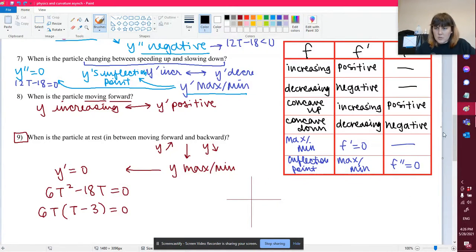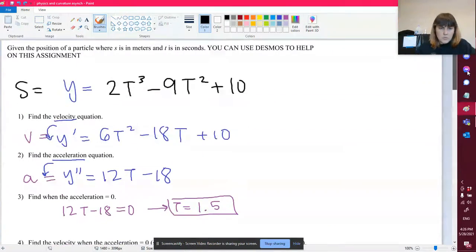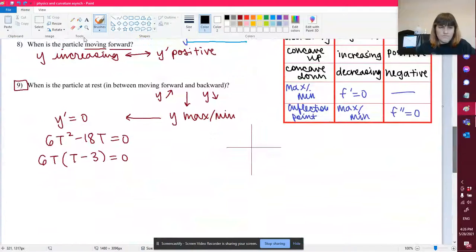This is the wrong equation. That's the other assignment that I'm thinking of.